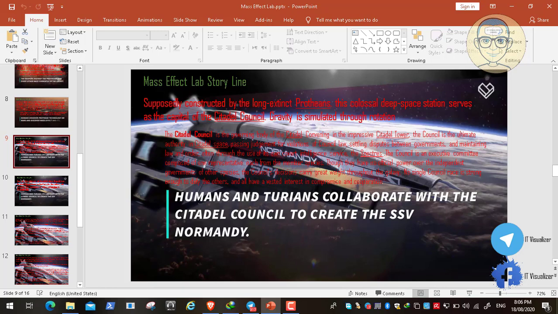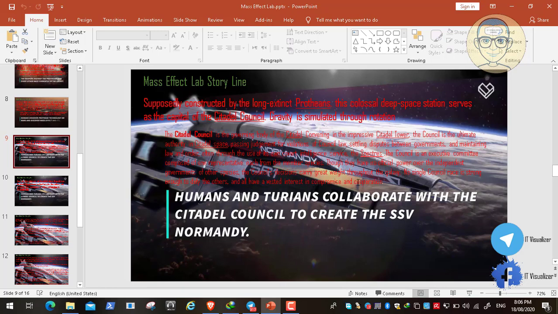Okay, so there's something like a council that represents all of the species, and every species is represented in this council by a member. It has no power over the governments of these species, but its decisions have great weight. So no single council race is strong enough to defy the others, and all have a vested interest in compromise and cooperation.